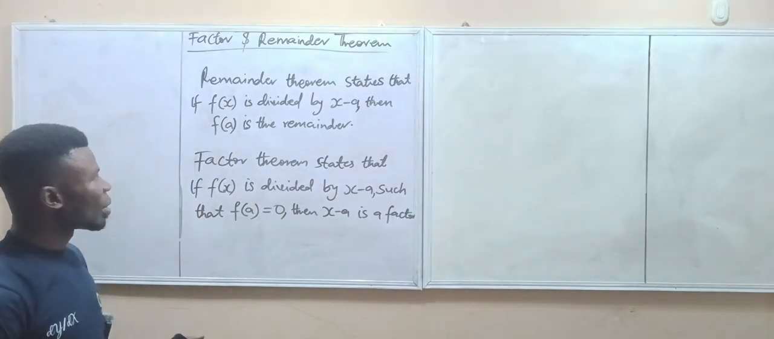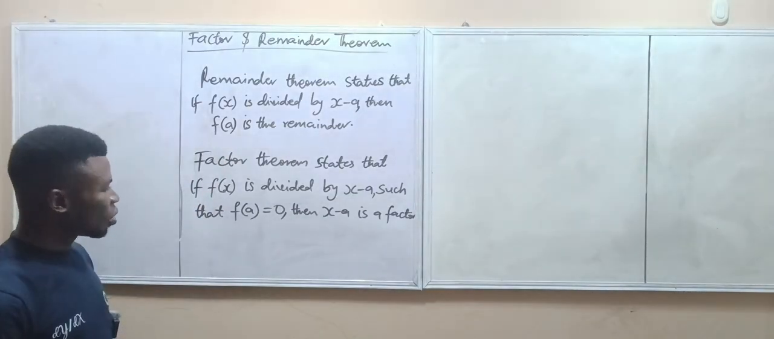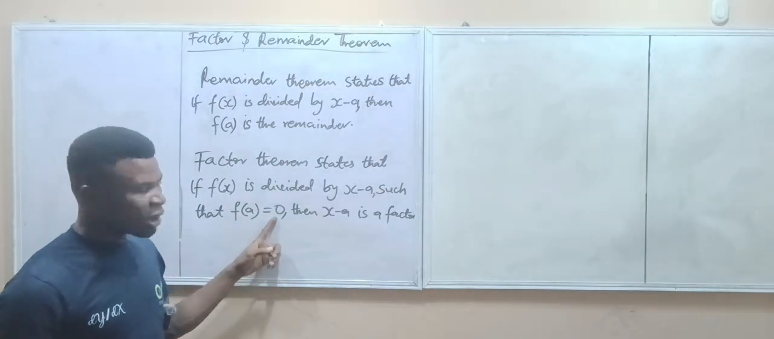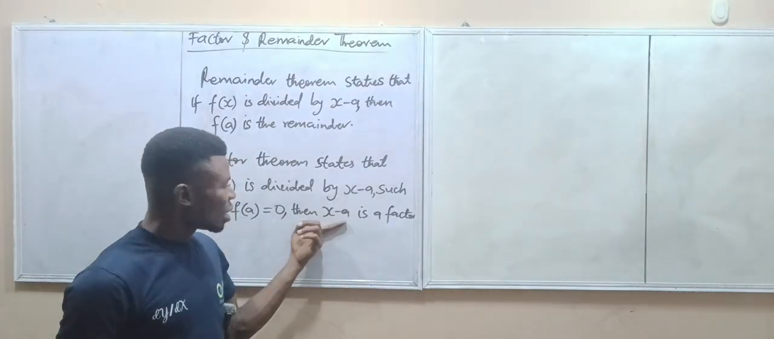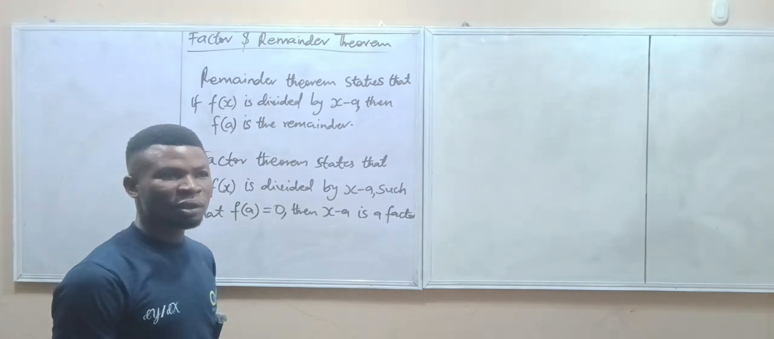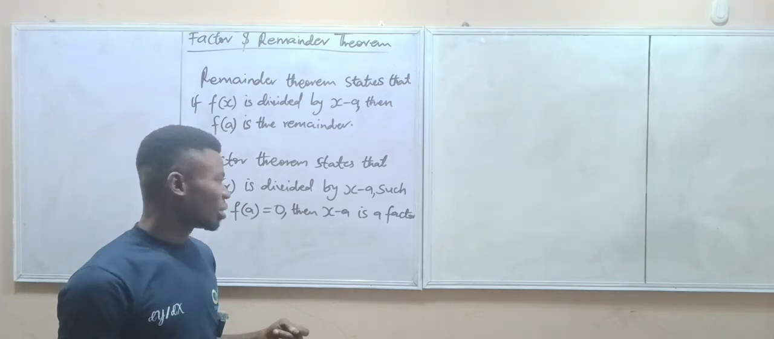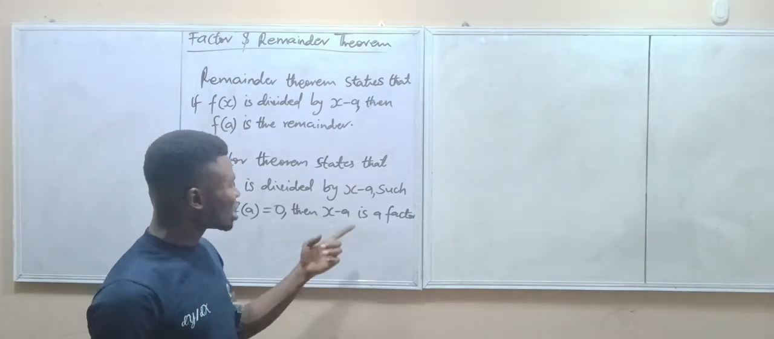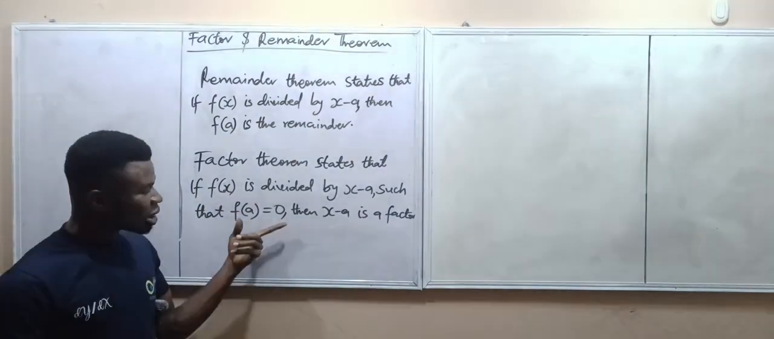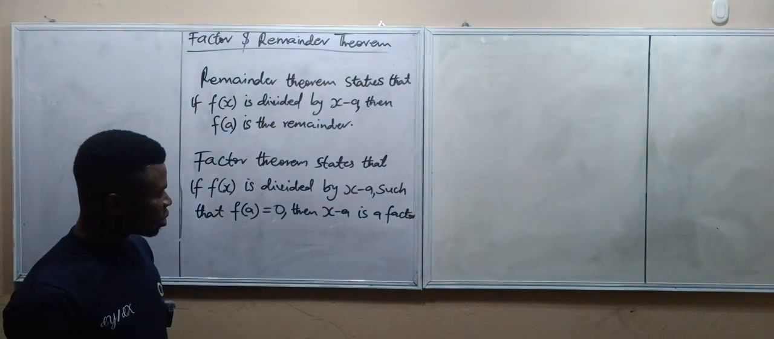Factor theorem is now saying that maybe you use that function of x method, and at the end, the remainder you get is 0. That means it has no remainder. It means that that divisor, x minus a, is a factor of that polynomial. And of course, you know what factor of a number is? It is the number that can divide that number completely without any remainder. That number is a factor of that number. So it means that x minus a is a factor of that polynomial if after substituting the value of a, we get 0. So that is what factor theorem is talking about.